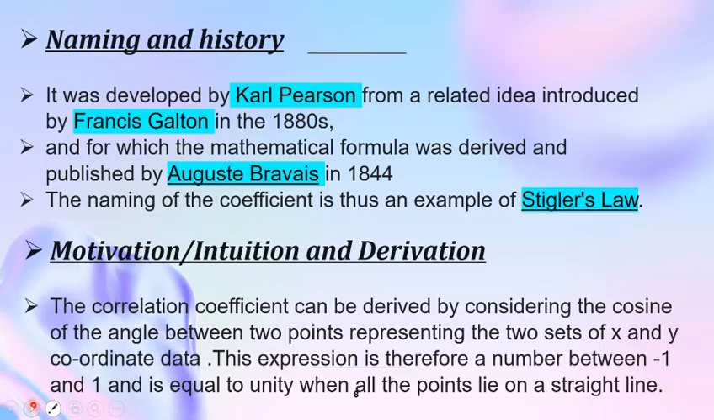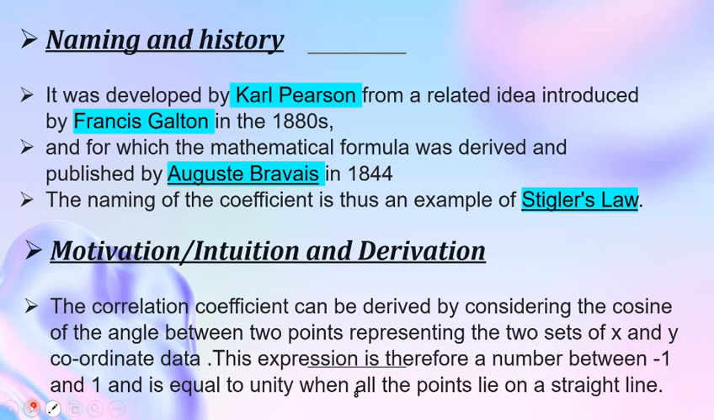So, what is the naming and history behind Pearson's correlation? It was basically developed by Karl Pearson from a related idea introduced by Francis Galton in the 1880s, and the mathematical formula for it was derived and published by Auguste Bravais in 1844. The naming of the coefficient is thus an example of Stigler's law. So what was the motivation, intuition, and derivation for using the correlation coefficient?